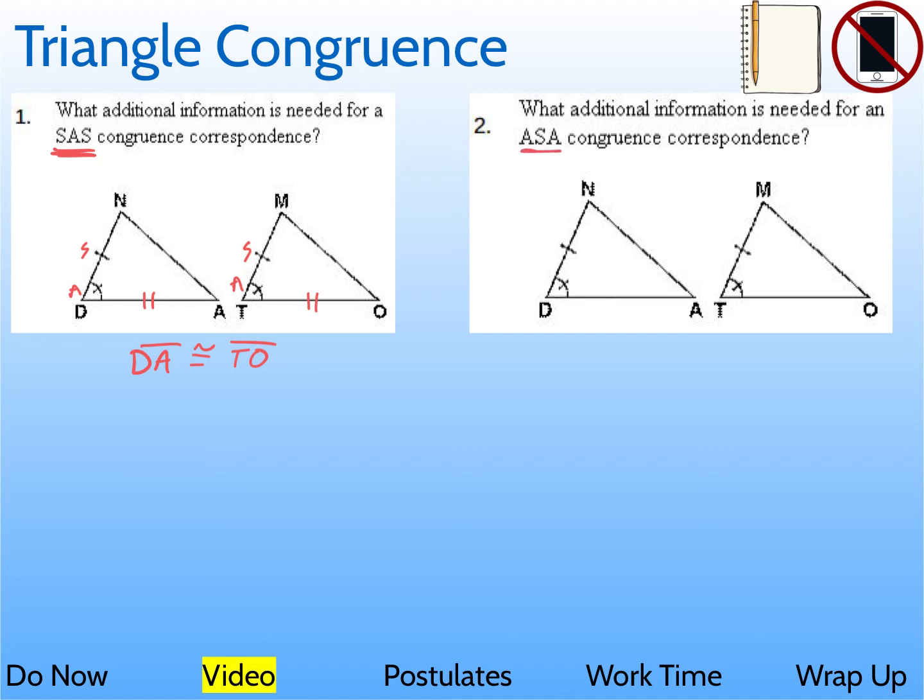For this one, it says angle, side, angle. So again, we have the same setup. We have angle, side, and we need the angle, but specifically the angle that includes the side DN. So right here, angle N congruent to angle M. And then that gives you angle, side, angle.